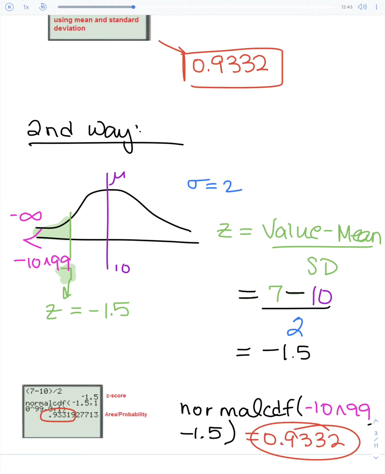You'll get still a 0.9332, just like before. So, whether or not you want to do the calculation to find z yourself, or if you're comfortable having the calculator do it for you, it doesn't matter. It's up to you.